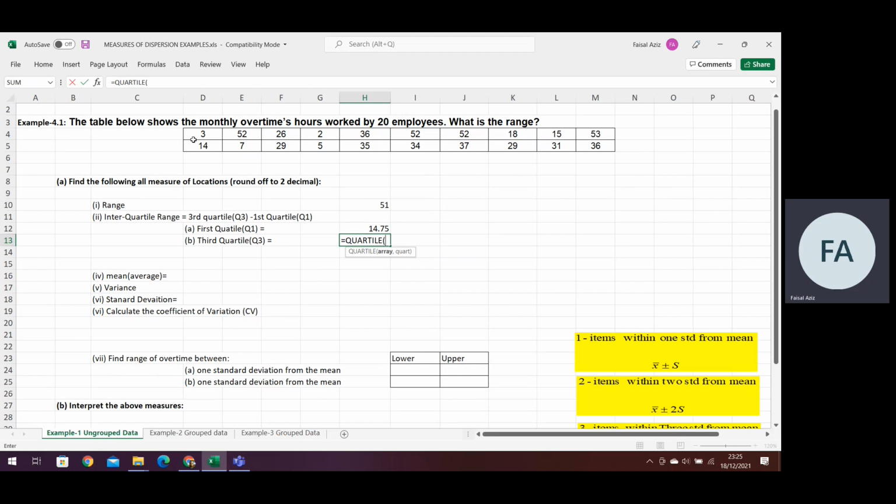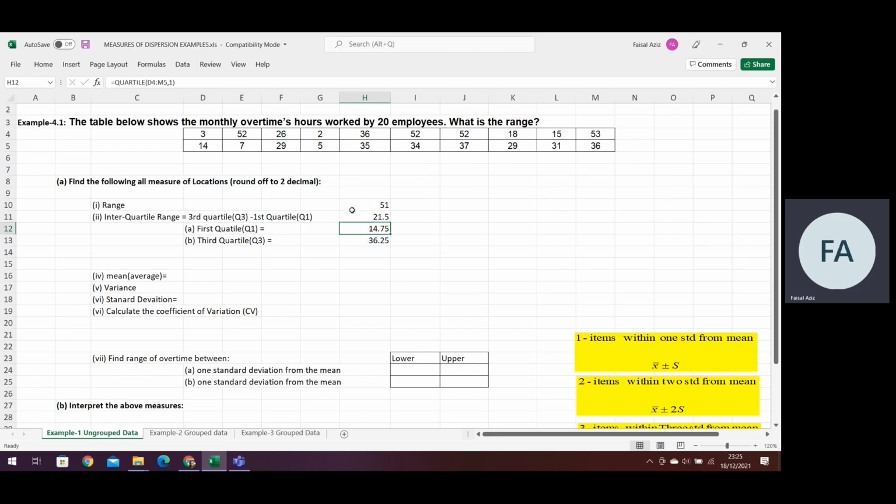Here I will have to select the data set, comma. Now it is a third quartile, so I will simply put 3. This will give us the third quartile. To calculate the interquartile range, it's very simple. What we can do is subtract the first quartile from the third quartile. So it will be Q3 minus Q1.